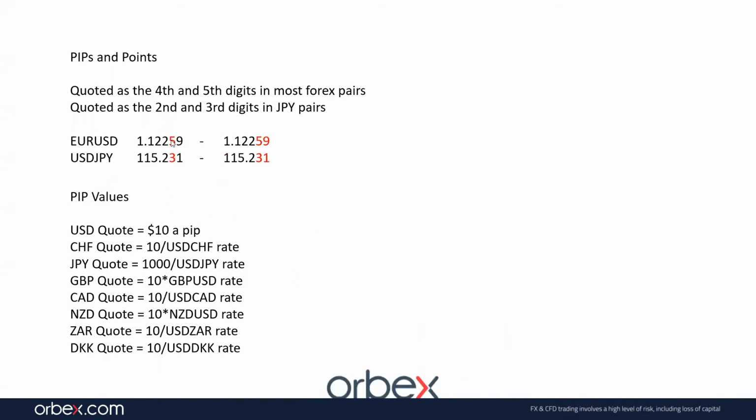pip values and points. Just remember that Orbex and many other brokers give a fifth digit on most of their Forex pairs, just to make it more transparent. So instead of this just flickering up and down to 6 and 7 and 8, we're giving another extra digit to break it down easier and make sure that we are looking at the right way as we go through everything else as well. So just take a moment to see what we're looking at here before I go on to the next slide.